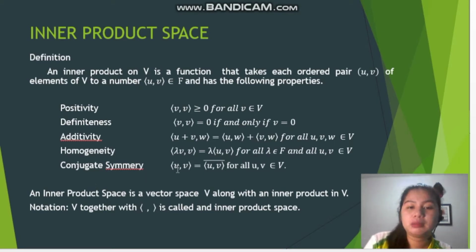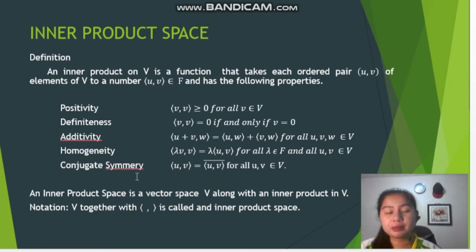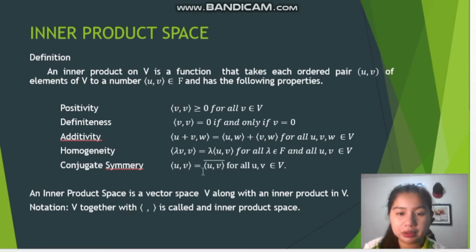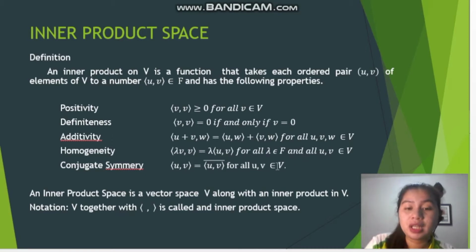So, conjugate symmetry, it means that the conjugate of the inner product of U and V is equal to the inner product of V and U, for all U, V that are elements of a vector space. This conjugate symmetry is applicable lang siya na ganito yung magiging property niya kapag ito ay complex numbers na pinag-uusapan. Pero kapag real number, the conjugate symmetry of U and V is also the inner product of U and V kay real number. It's just the same. Nagkakaroon lang kayo ng ganito conjugate symmetry kapag complex number.